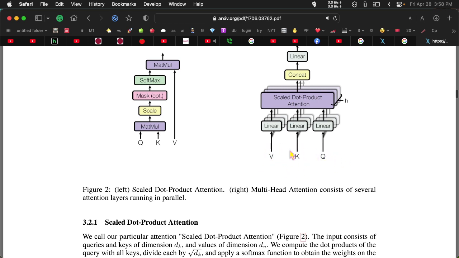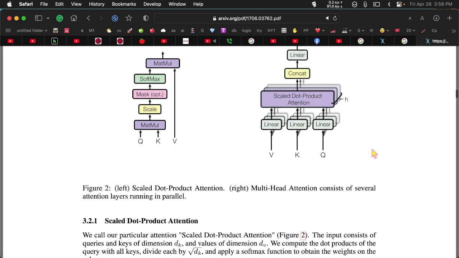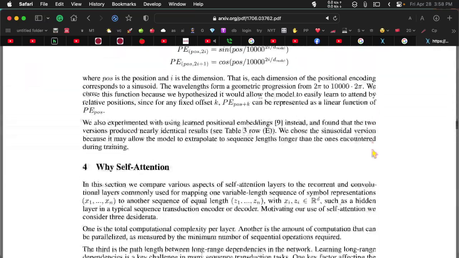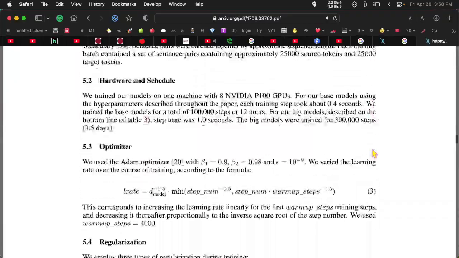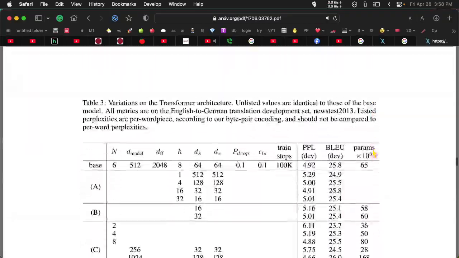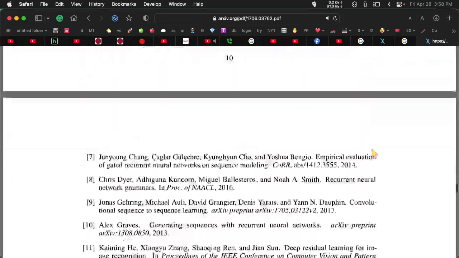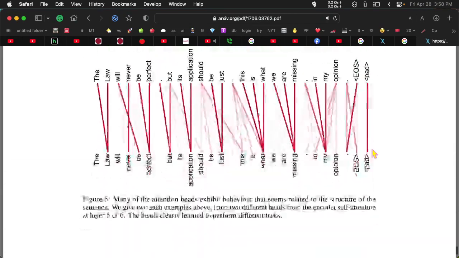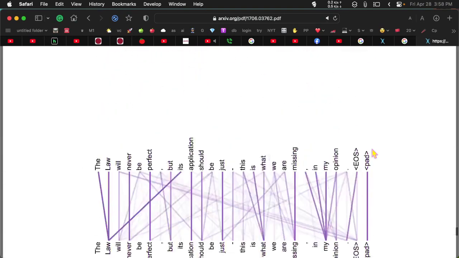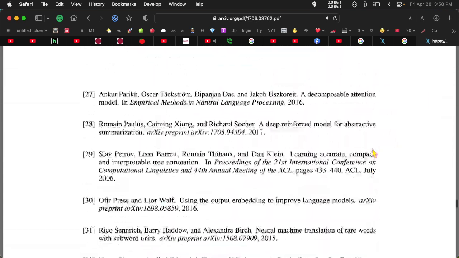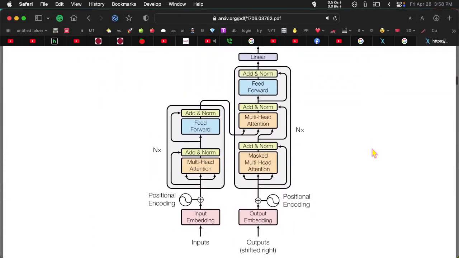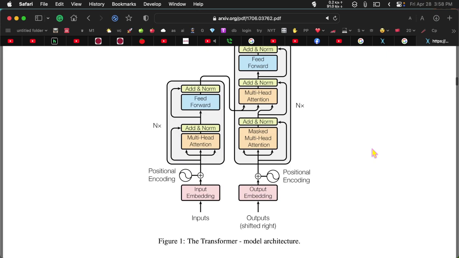So we've got these three matrices here: the value, the key, and the query. Let's see if I can find more about these. I think that there's some other diagrams of them down here. I thought there was some other diagrams, but I don't see them. So I must have seen them in another paper or another presentation.